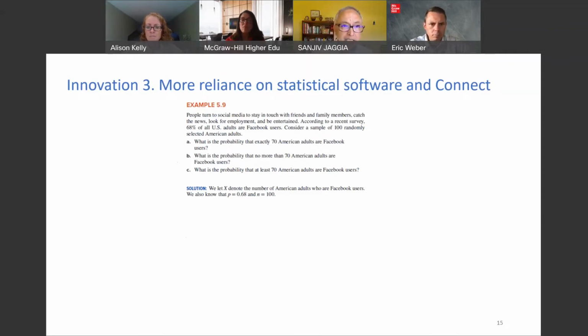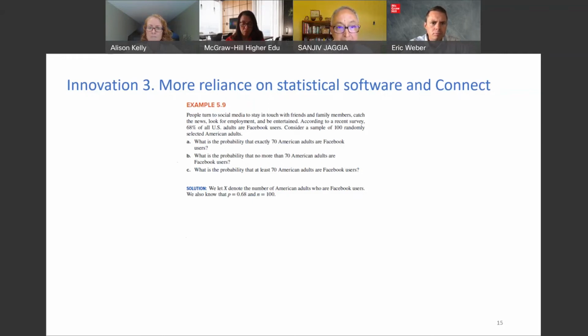So take a look at this example. This is about Facebook. According to a recent survey, 68% of all US adults are Facebook users. And you're taking a sample of 100 randomly selected American adults. So the questions are, what is the probability that exactly 70 American adults are Facebook users, or more than 70, or at least 70? Those are the three questions. So now we can emphasize the distribution that is relevant to solve this question. So here it is obviously a binomial distribution.